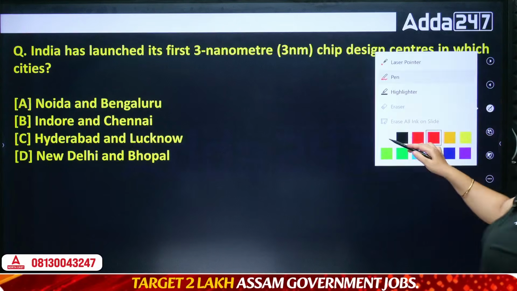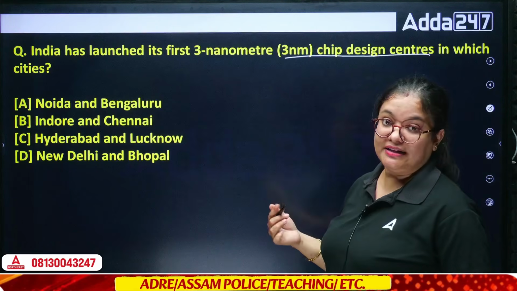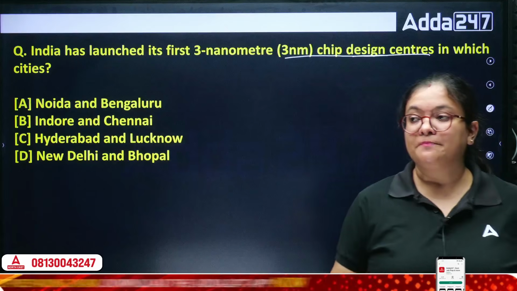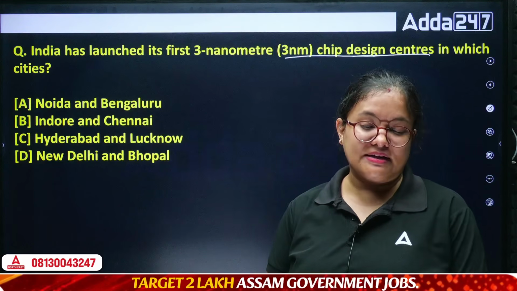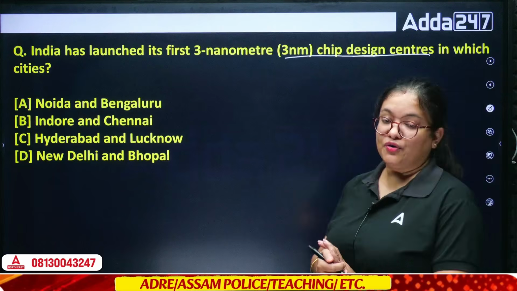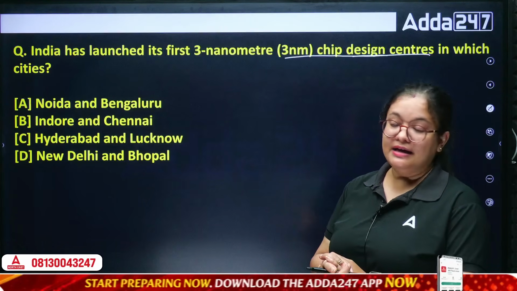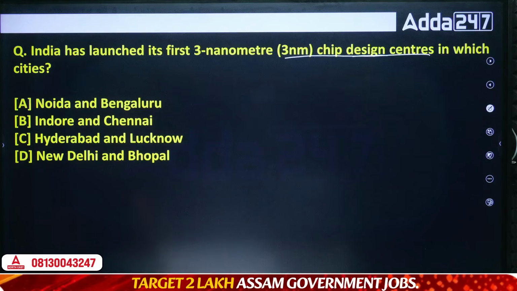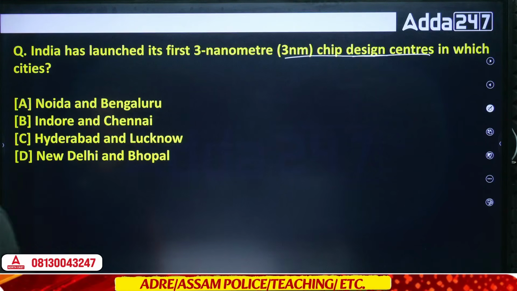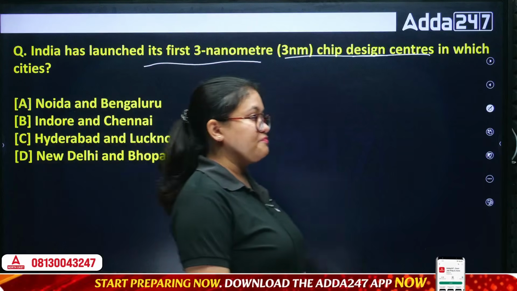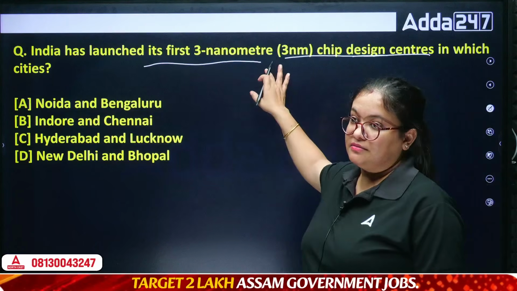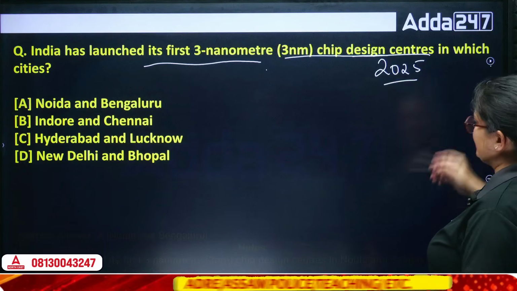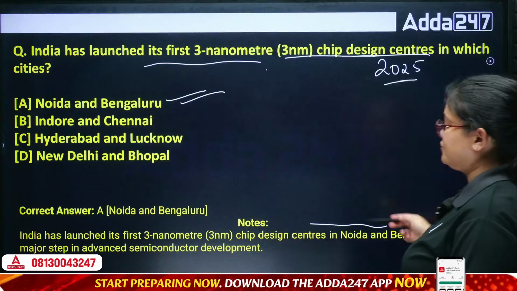Okay, next, India's first 3 nanometer chip design center is located in which city? Whenever we talk about chip design centers or silicon based centers, these are semiconductor based centers. Recently many of them have also been set up in Assam. That is also a very positive point for the Northeast, as it is the first facility made here. Also, most countries cannot manufacture these chips, so they are dependent on India for this. If it is made in full swing, that will be very important for India's technological advancement. Okay, so India recently launched its new center in 2025 in the cities of Noida and Bengaluru, the first 3 nanometer chip design technology.